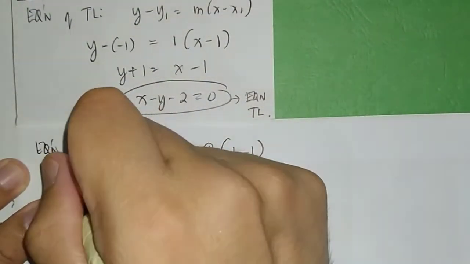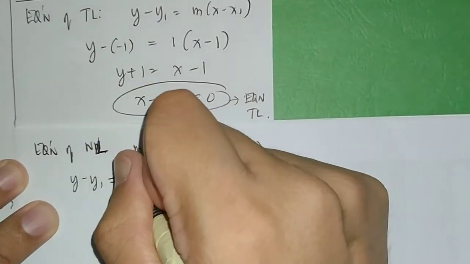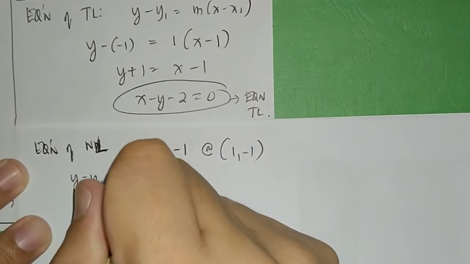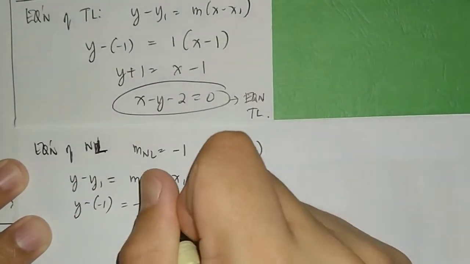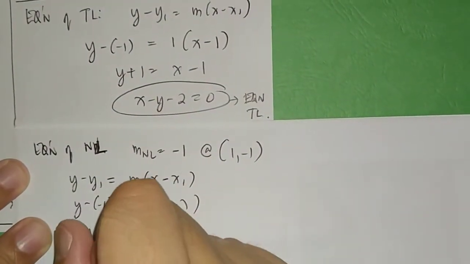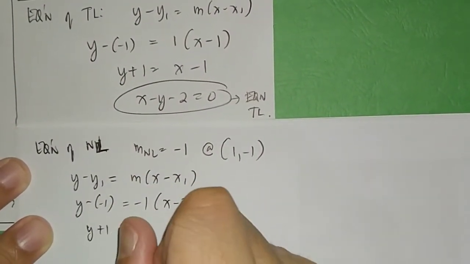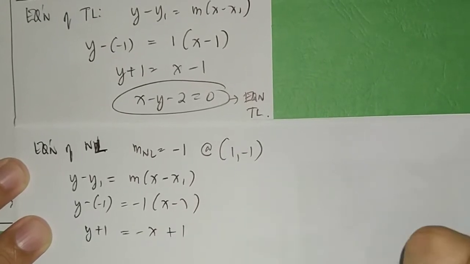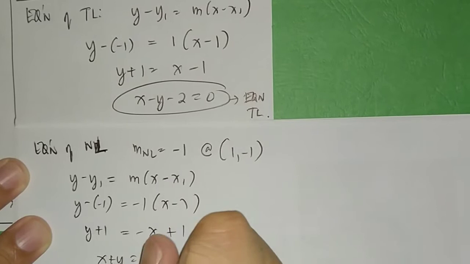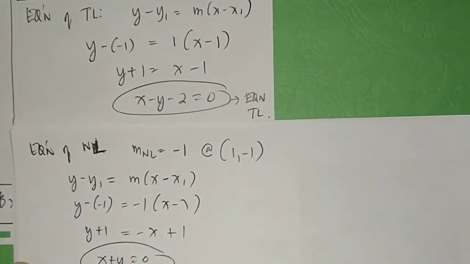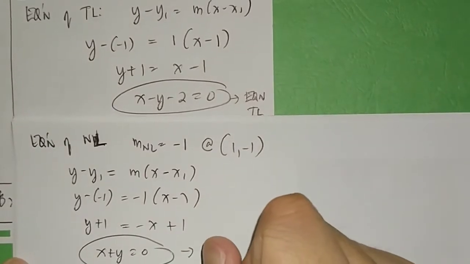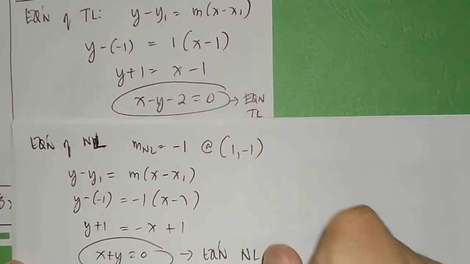So solving using point slope form, y minus y sub 1 is equal to m times x minus x sub 1. So y minus negative 1 is equal to negative 1 times x minus 1. So this is y plus 1 equals negative x plus 1. So transposing that x on the right, then x plus y is equal to 0. So this one and one cancels out. So this must be the equation of the normal line.